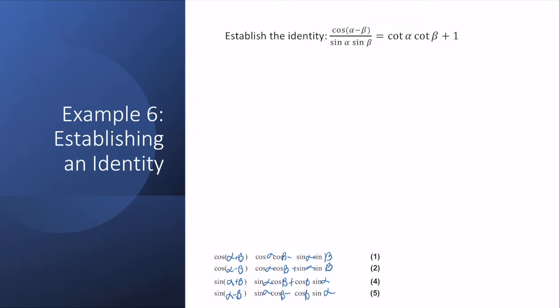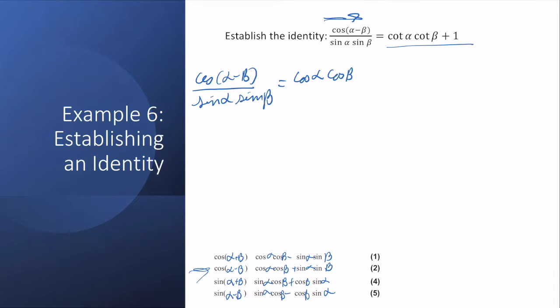Next, let's establish the identity that cosine of alpha minus beta over sine of alpha sine of beta equals cotangent of alpha cotangent of beta plus 1. This is example 6. So I'm going to work from the left and prove what I have on the right. If I have cosine of alpha minus beta over sine of alpha sine of beta, I can rewrite this, using this rule, as cosine of alpha cosine beta plus sine of alpha sine of beta, all over sine of alpha sine of beta.